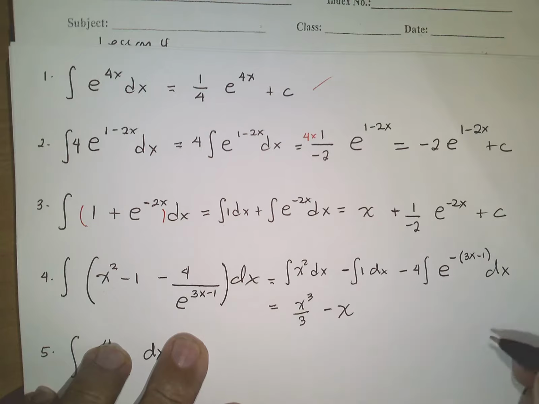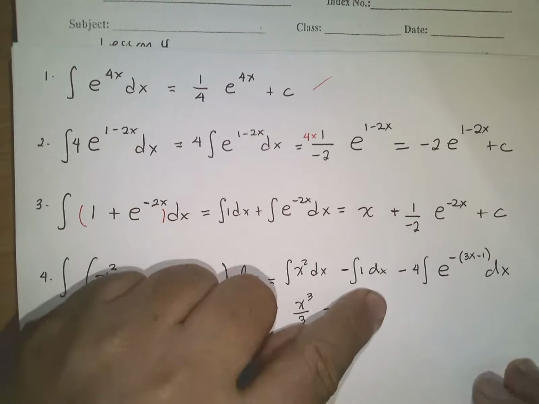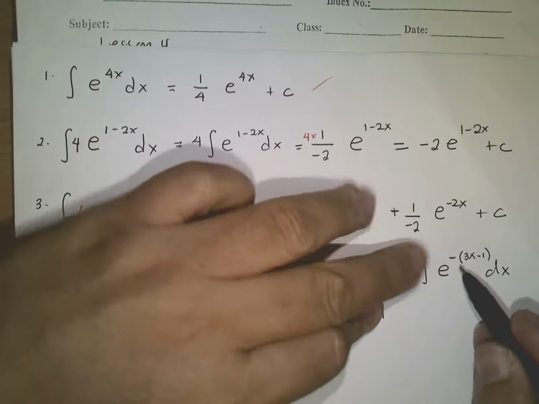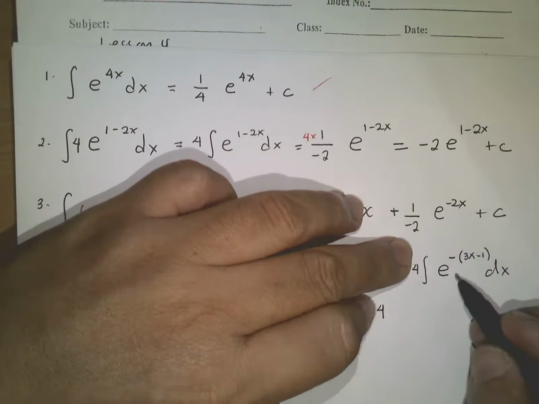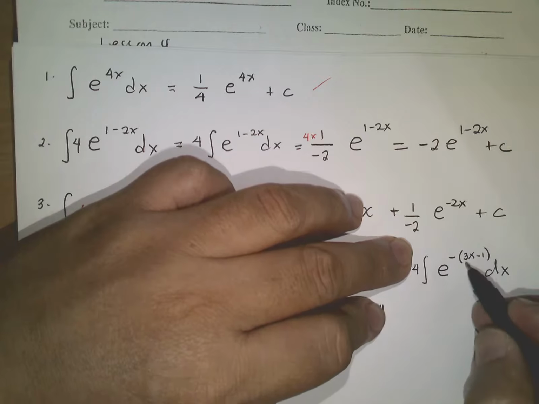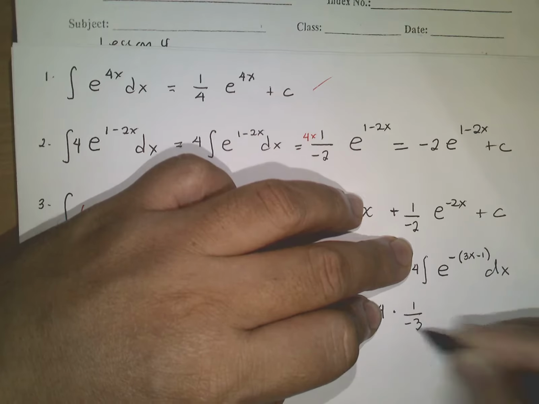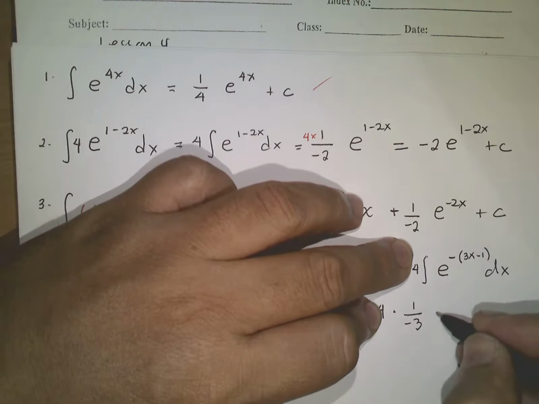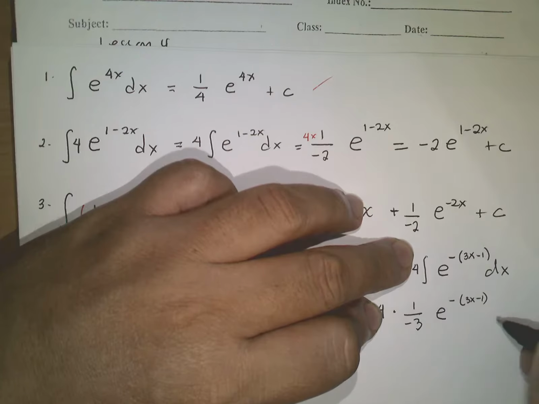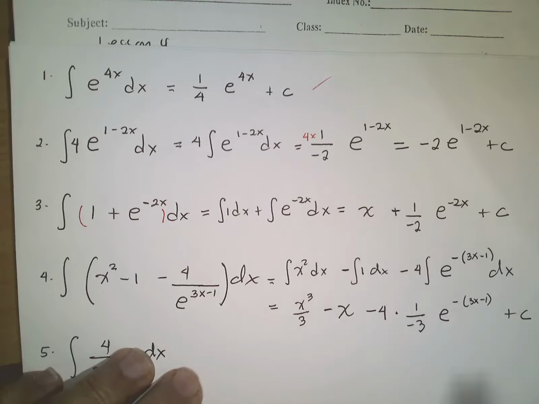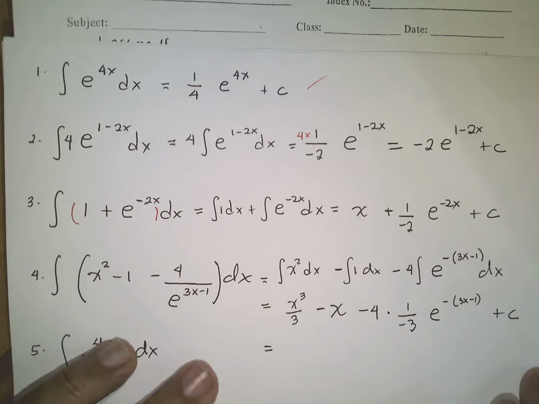Minus your x minus 4. Then you cover that first and integrate this. So how will you integrate this portion here? The a is negative 3. So times 1 over negative 3. Then e raised to negative 3x minus 1 plus your c. So that is now the final answer. We just need to write it a little bit neatly.